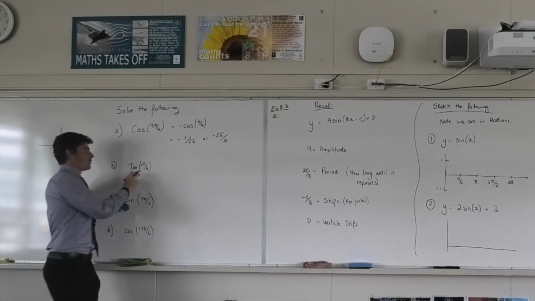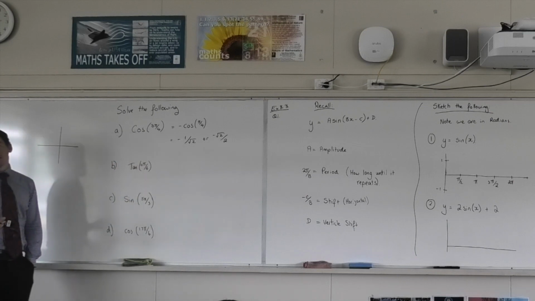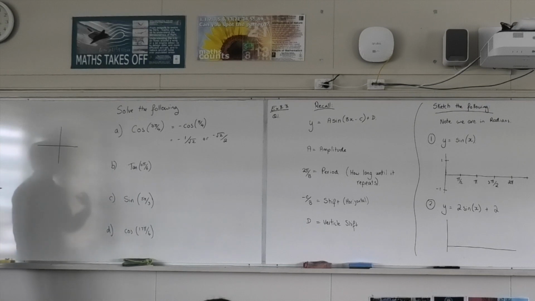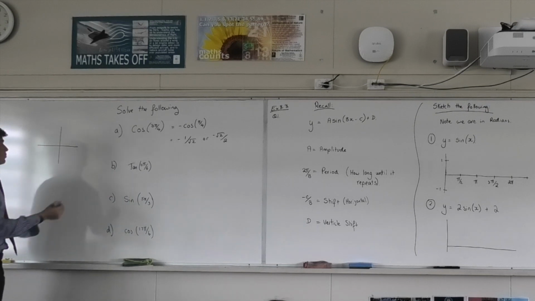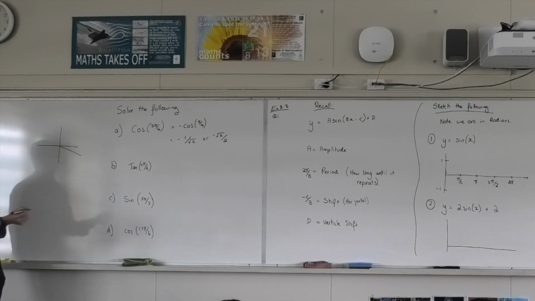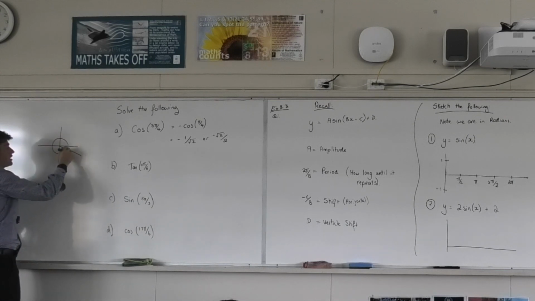Identify where we think 11 pi on 6 sits. Is it bigger than 1 pi? Yes. Is it bigger than 2 pi? Is it closer to 2 pi or 1 pi? 2 pi. So it's going to be in my last quadrant, correct? By how much, I'm not sure. I know that this here is 11 pi on 6.